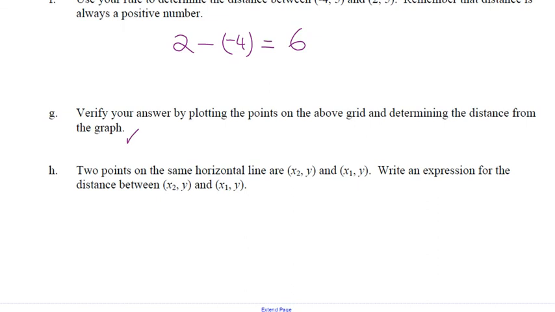Okay, so check. 2 points on the same horizontal line are x2, y and x1, y. Write an expression for the distance between x2, y and x1, y. x2 minus x1. Okay, so what do we need to do? Just subtract the x coordinates, right? So x2 minus x1 will be the distance between 2 horizontal points. Questions on this page?